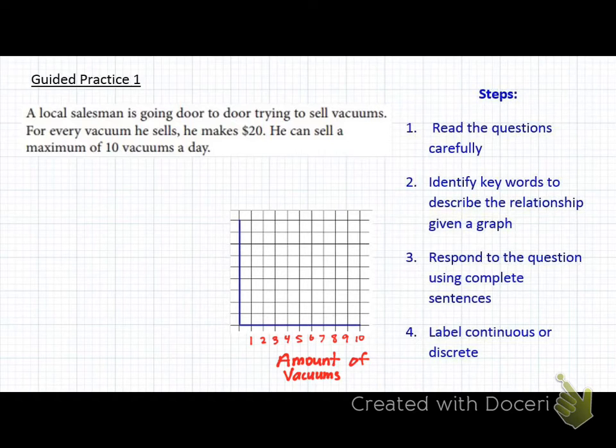Continuing, so what's going to be in the y-axis now? The amount of money you make. Good, the amount of money you make. So now turn to your neighbors and tell them what you should go by, and why.